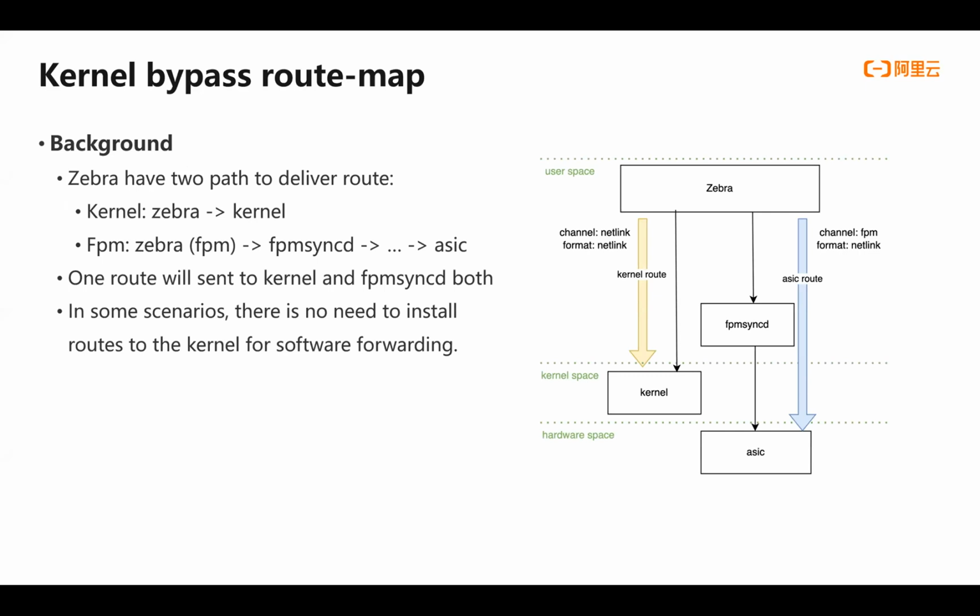As we know, Zebra has two paths to deliver routes. One is from Zebra to the kernel by netlink, and the other is from Zebra to FPM syncd, and finally goes to the ASIC by FPM. So one route will be sent to both the kernel and FPM syncd. And in some scenarios, there is no need to install routes to the kernel for software forwarding.